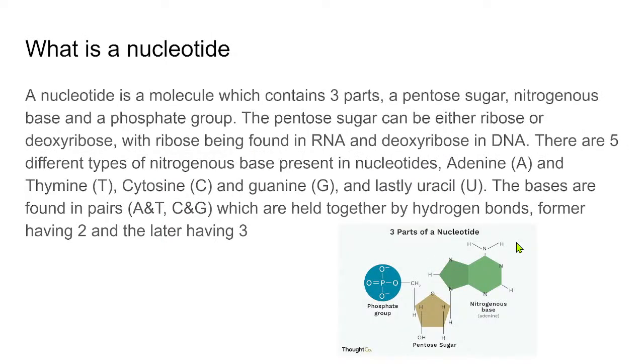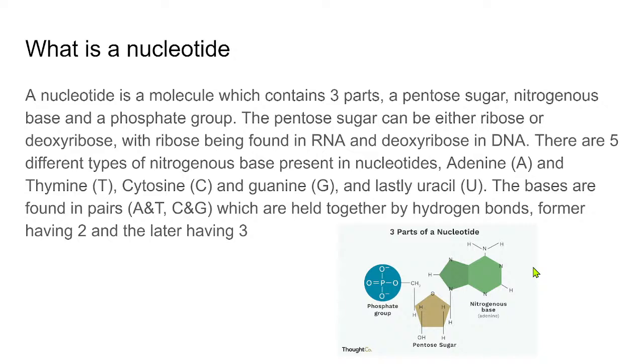Cool. So, a nucleotide is a molecule that contains 3 parts. You've got a pentose sugar, so that is this main central bit here. Then you've got this nitrogenous base up here, and then you've got the phosphate group over here, the blue circle. So, these form your nucleotide.